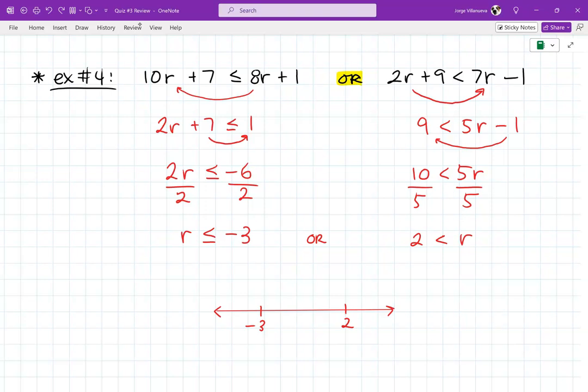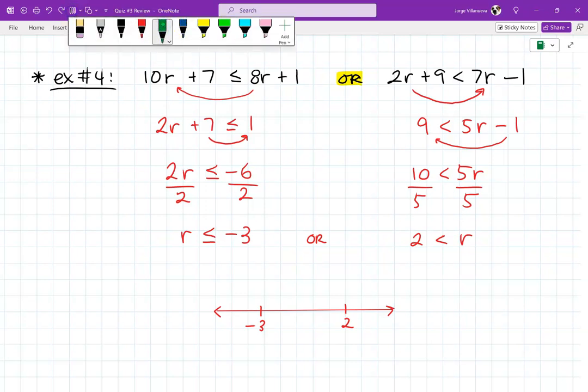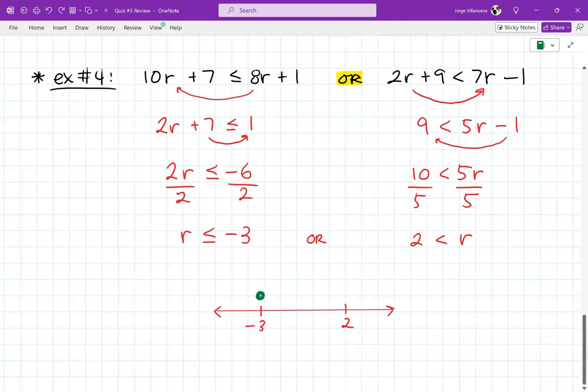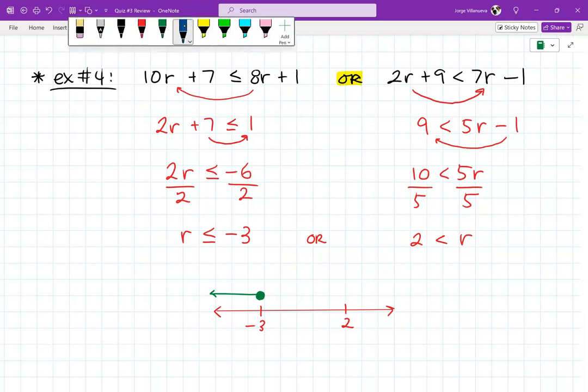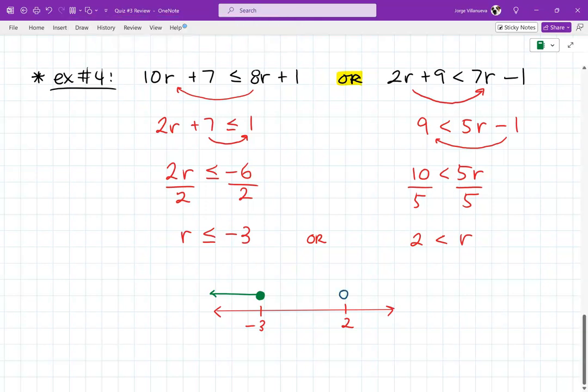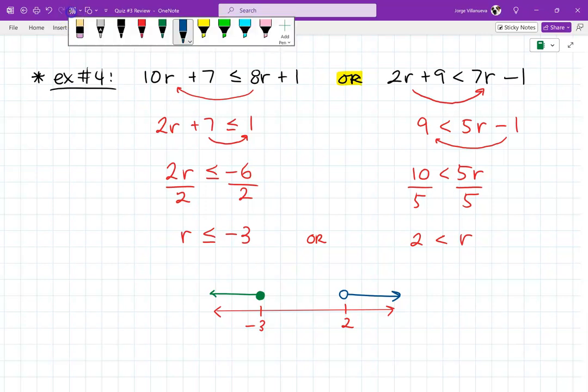So, all right. R less than or equal to negative 3. That is a solid dot. Left or right? Left. Okay. The next one, 2 less than R. That is an open dot. Left or right? Right. There we go. We're done. That's your answer for that one.